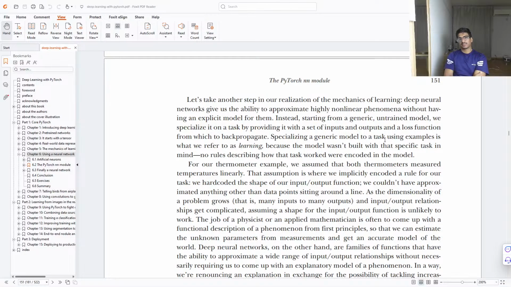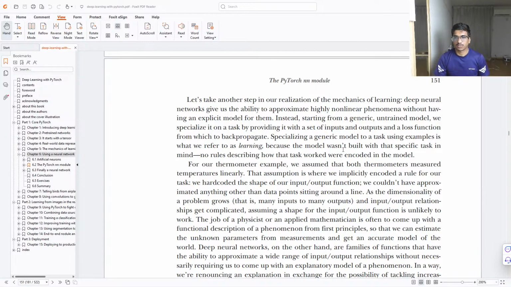let's take another step in the realization of the mechanics of learning. Deep neural networks give us the ability to approximate highly nonlinear phenomena without having an explicit model for them. Instead, starting from a generic untrained model, we specialize it on a task by providing a set of inputs and outputs and a loss function from which to backpropagate. Specializing a generic model to a task using examples is what we refer to as learning.